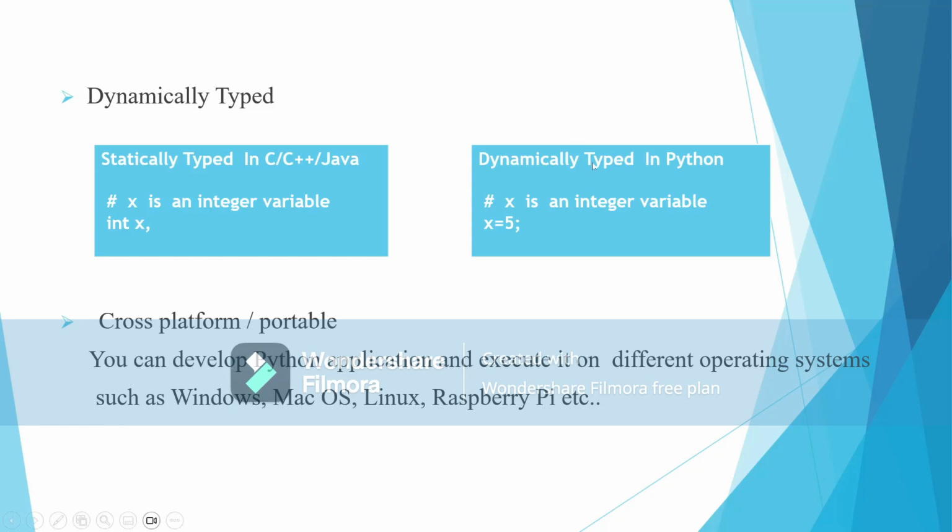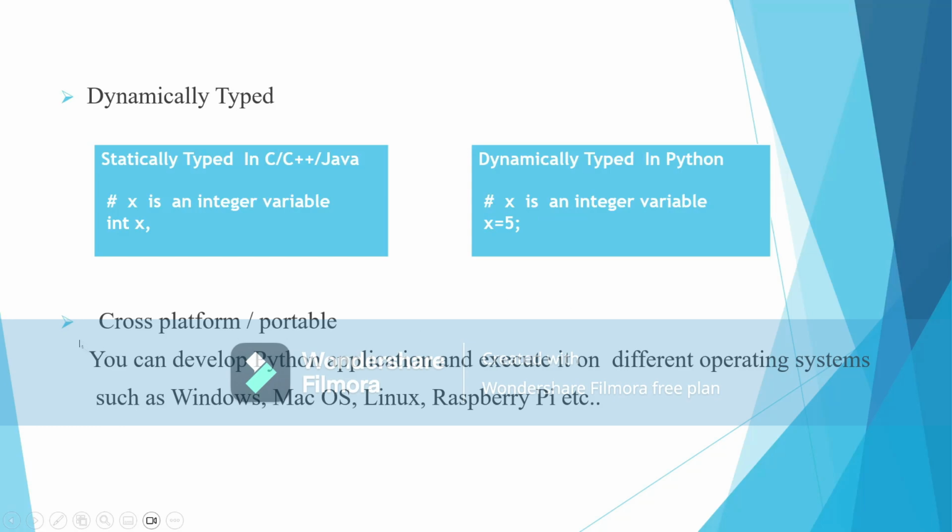In case of Python, suppose I want to define a variable. At that time, what will I do? Directly I will write x is equal to 5. So by that value only, it will understand that x is of type integer. That's why it is called dynamically typed in Python. Now this hash symbol indicates the comment in your program.